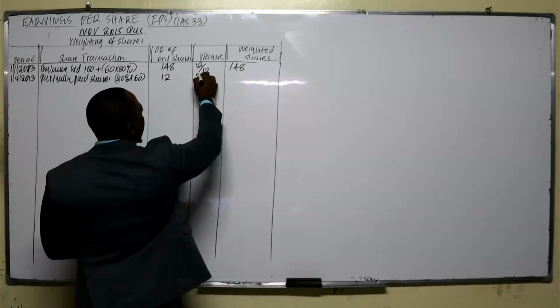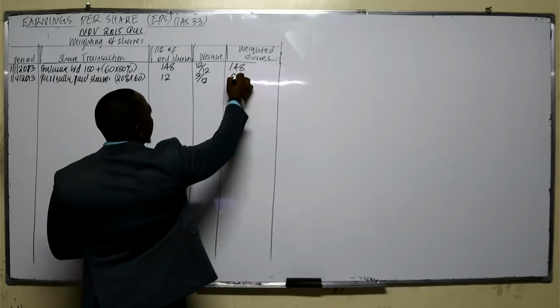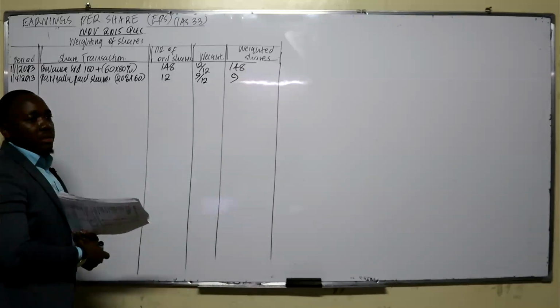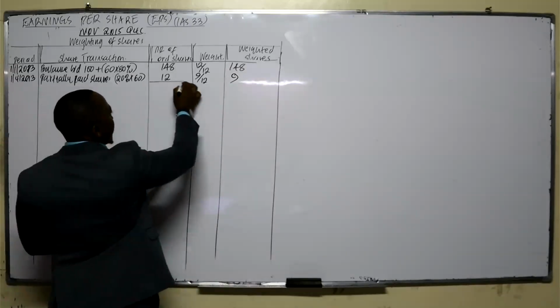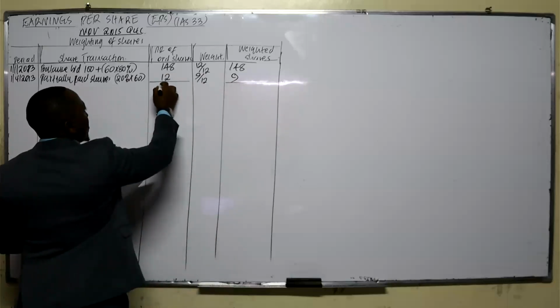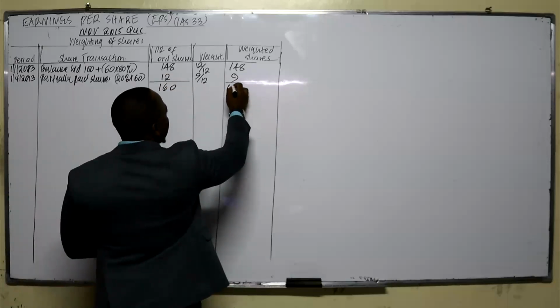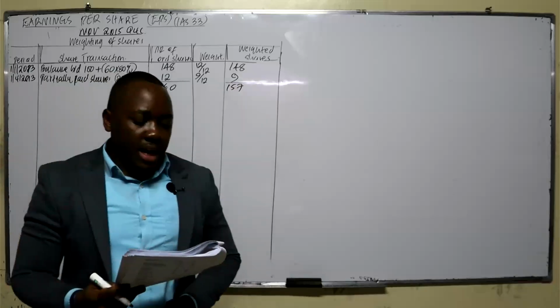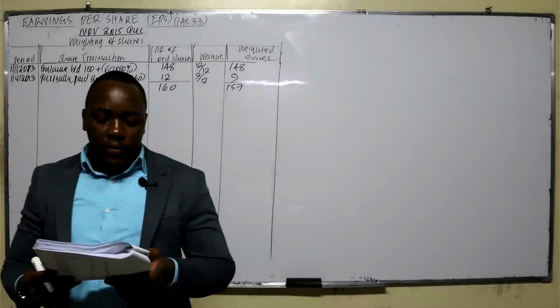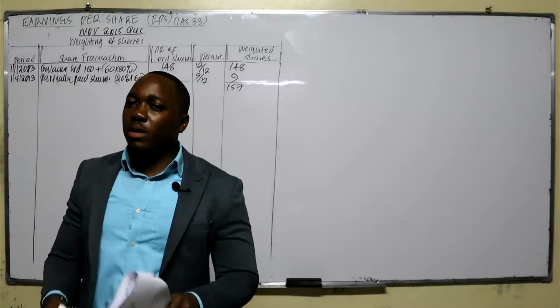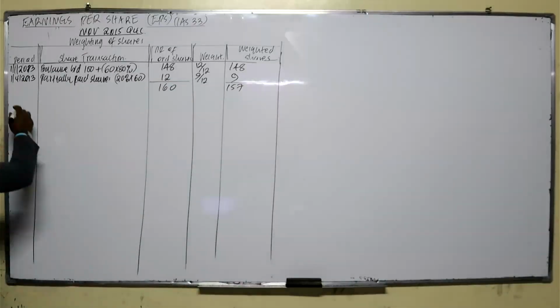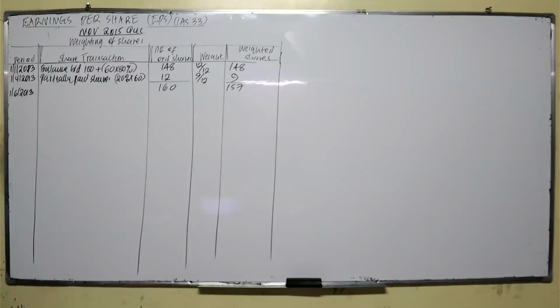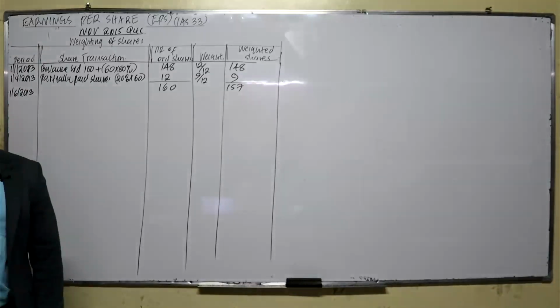9 months to the end of the year. 9 over 12, you get 9. Good. Then after every share transaction, you sum up 160, 150, 157. Number 2, on 1st of June 2013, how many months end of the year? 1st of June 2013. How many months? 5 or 6? 6 or 7?